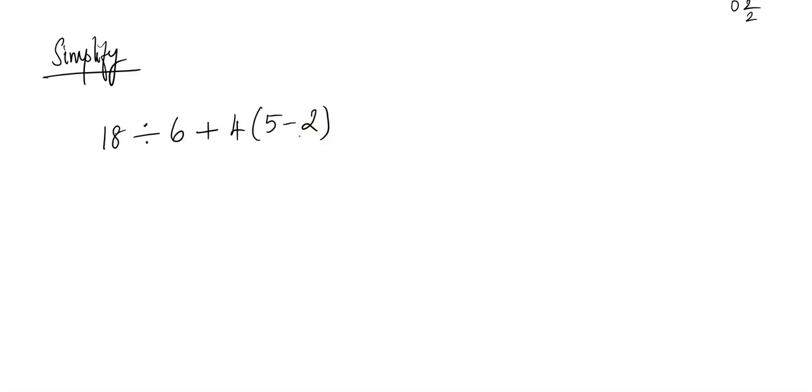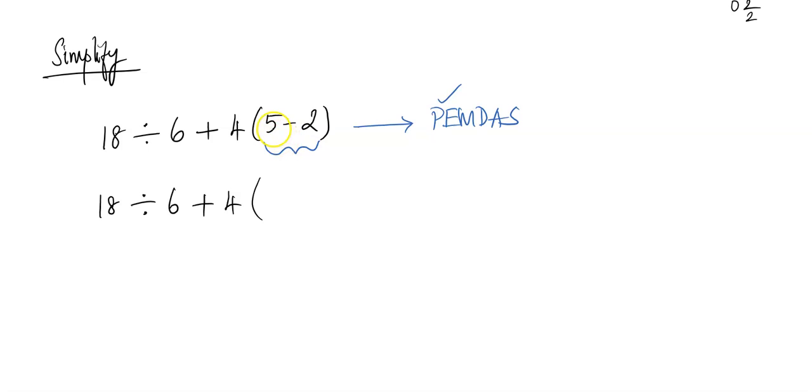Okay, simplify 18 division 6 plus 4 times 5 minus 2. Okay, PEMDAS. We have the P, so we have to do this first. So you will have to write down everything as it is until you have taken care of this. 4 minus 2 is 3. Okay, we did that. Go for PEMDAS again.